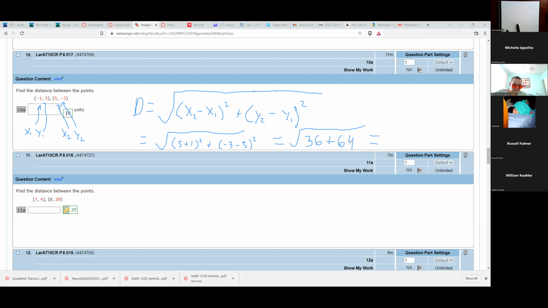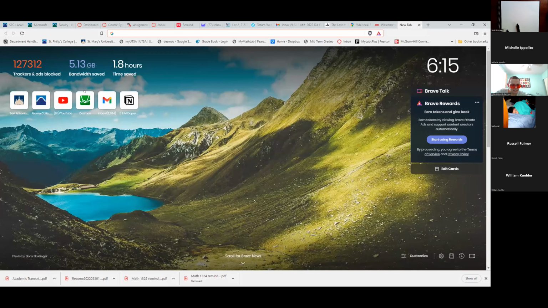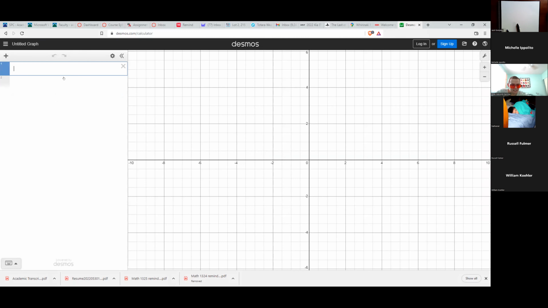Okay, so that'll be 70, 100. So that'll be 10. So the distance between these 2 points is 10. Now, I'm going to switch over to the graphing just so you can see a little better. Can you see the new page I opened? Just going with the graph? Yes, sir, we can.